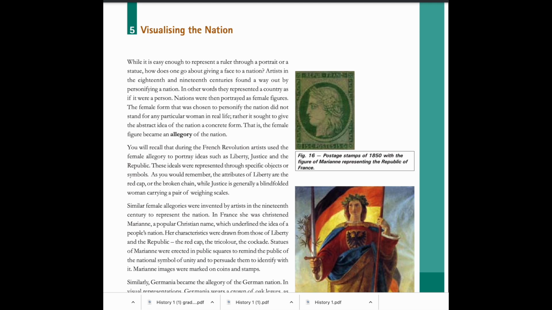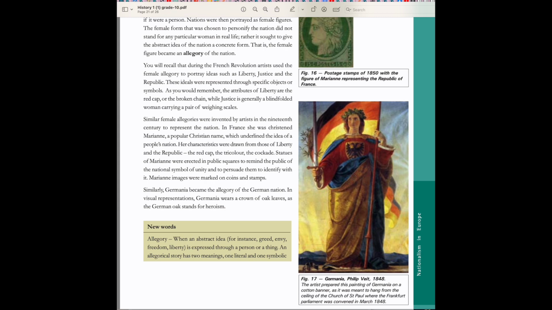As you would remember, the attributes of liberty are the red cap or the broken chain, while justice is generally a blindfolded woman carrying a pair of weighing scales. Female allegories were invented by the artists in the 19th century to represent the nation. In France, she was christened Marianne, a popular Christian name, which underlined the idea of a people's nation. Her characteristics were drawn from those of liberty and the republic: the red cap, the tricolour, the cockade.